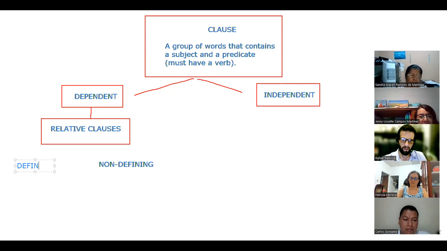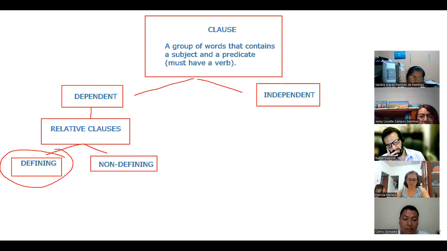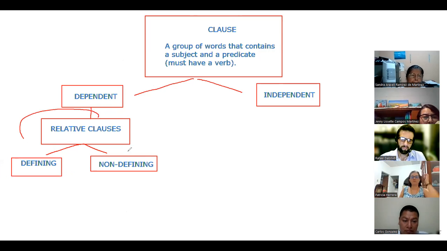So this is getting crazy, right? Why am I showing it to you like this, guys? Because when somebody teaches, oh, this is a non-defining relative clause, guys. If you take a look at the clauses, a defining relative clause is a relative clause that is a dependent clause, which is a clause by itself. It's a category of relative clauses, and a relative clause is a category of dependent clauses. Got it? So it's like subdivisions, right?